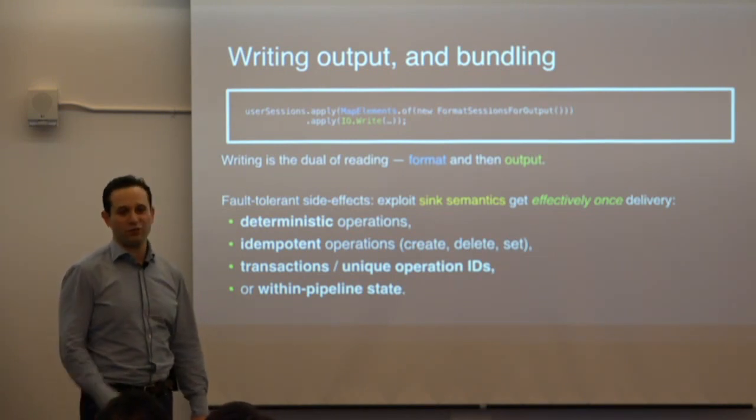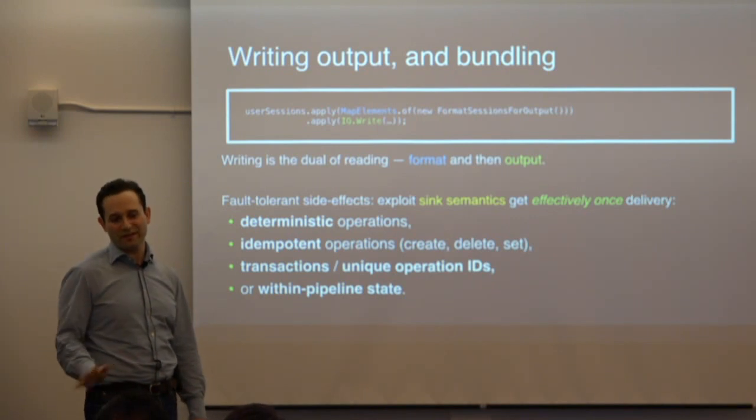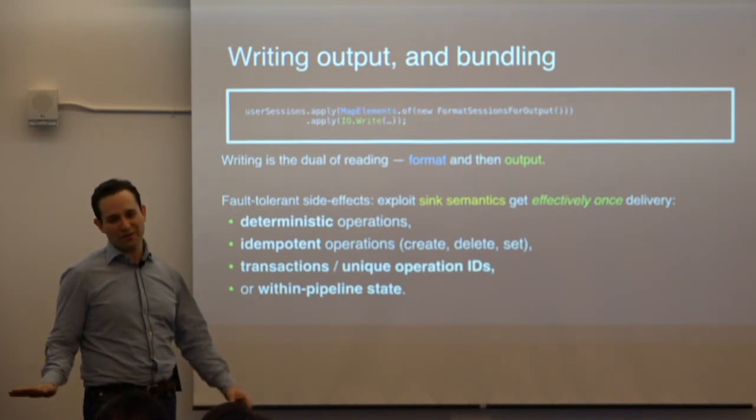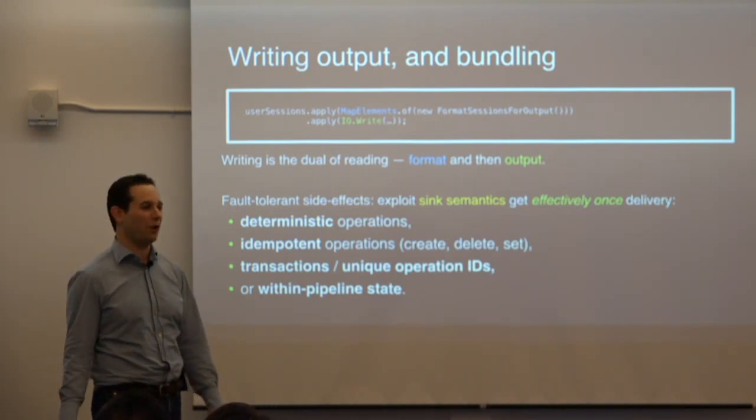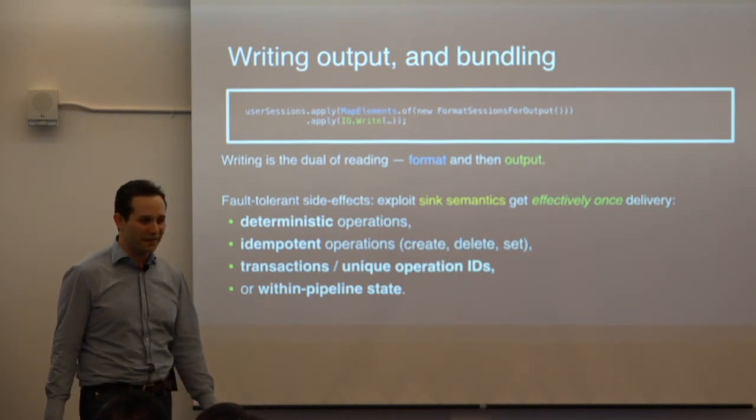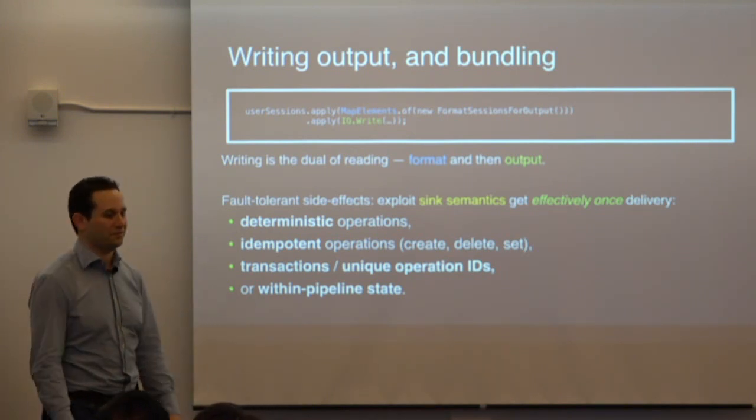All of our current runners will just transparently handle the retries and the failures, and never show you duplicates within the pipeline. Your count is never going to show up as 7 instead of 6 because of a duplicate.